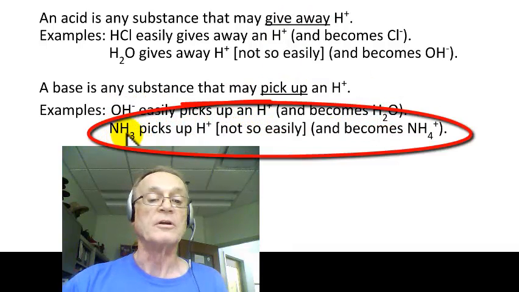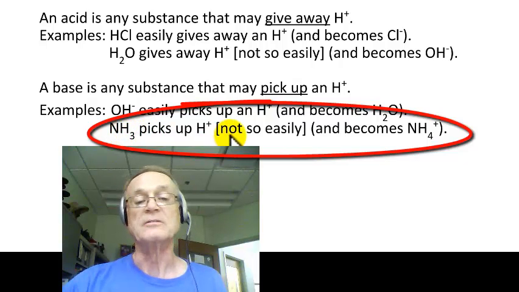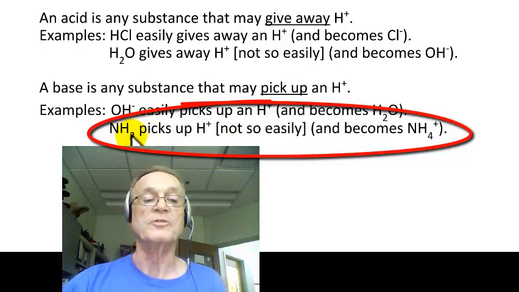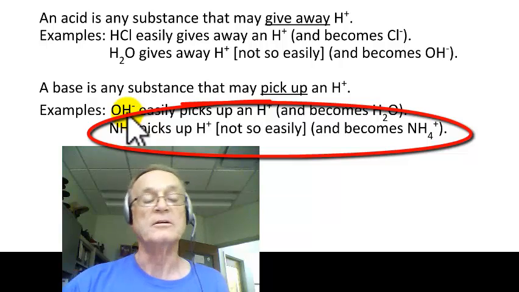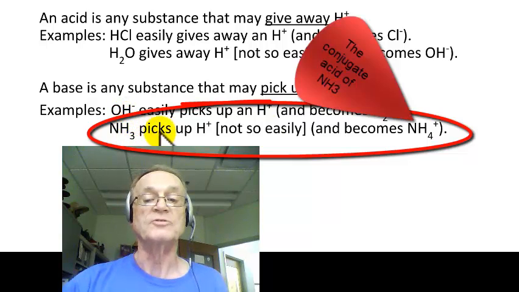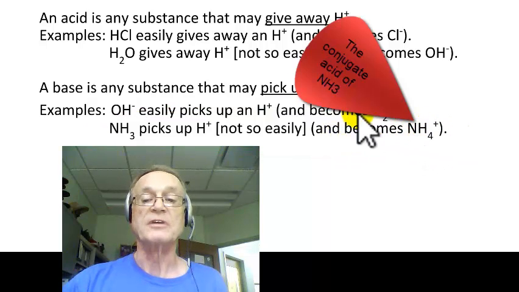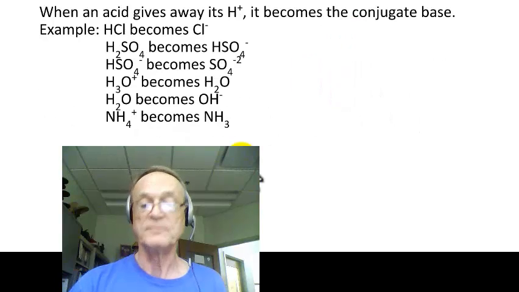And ammonia can also pick up an H+. Again, not so easily in this case because ammonia is a much weaker base than hydroxide is, but ammonia can pick up an H+, and in so doing it becomes NH4+, or ammonium ion. So again, that's the conjugate acid of that base.